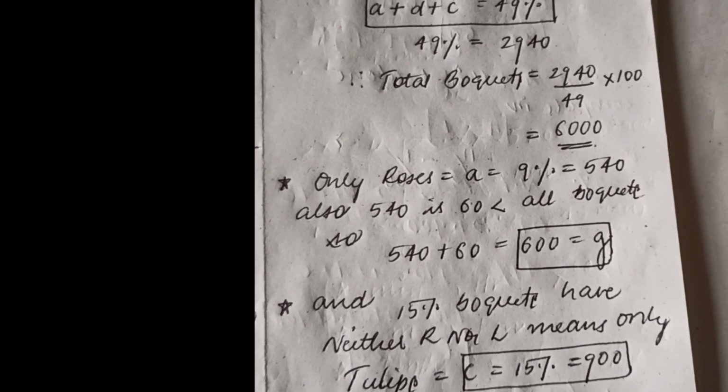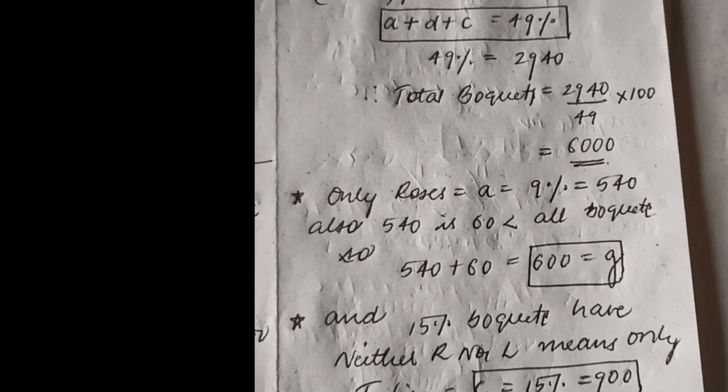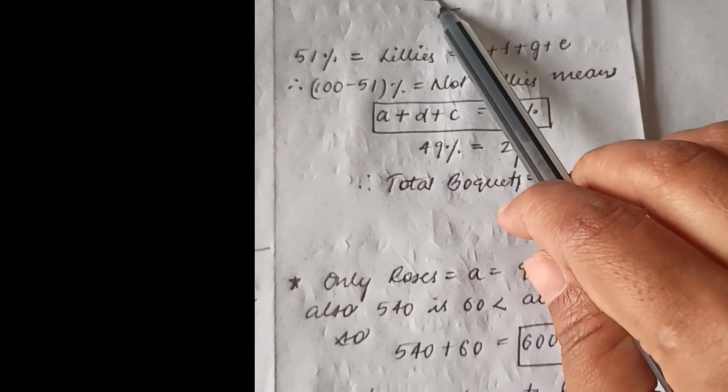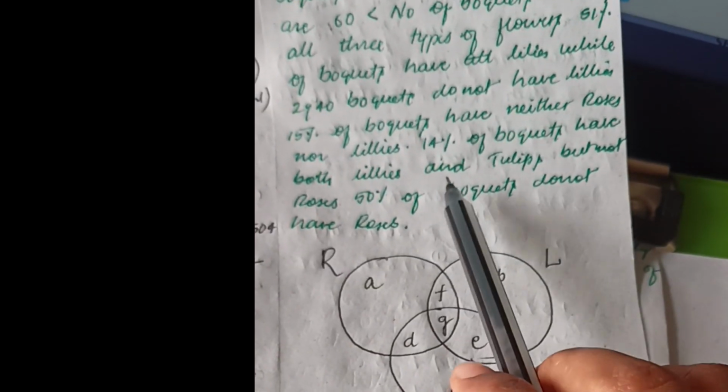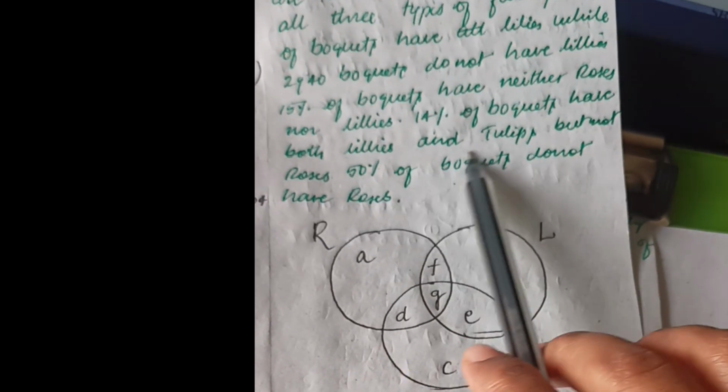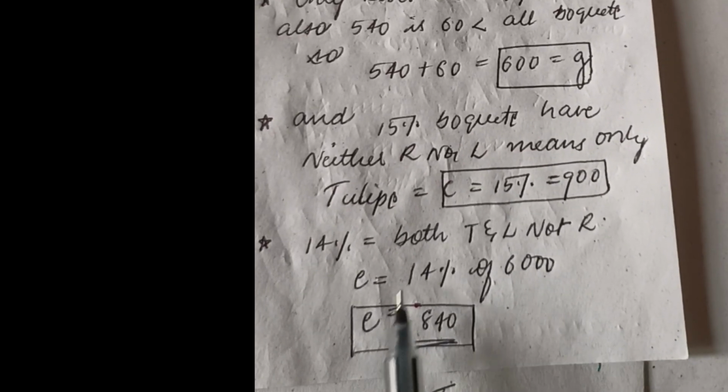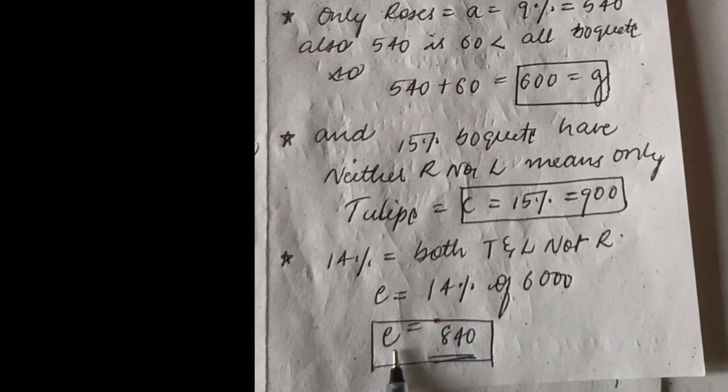Then 14% is equal to both tulips and lily, not roses. So tulips and lily but not roses, that is E part. 14% of the bouquets have both lilies and tulips but not roses, that is E. So E will be equal to 14% of 6000, that is equal to 840.